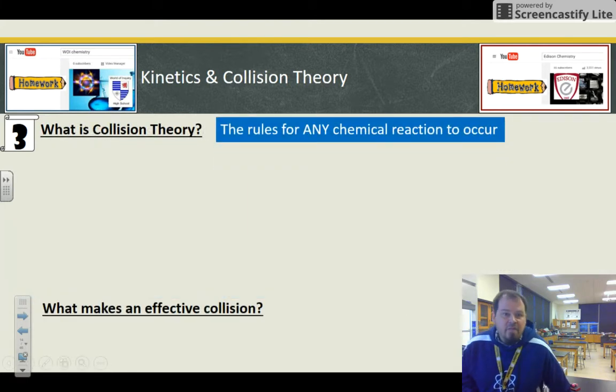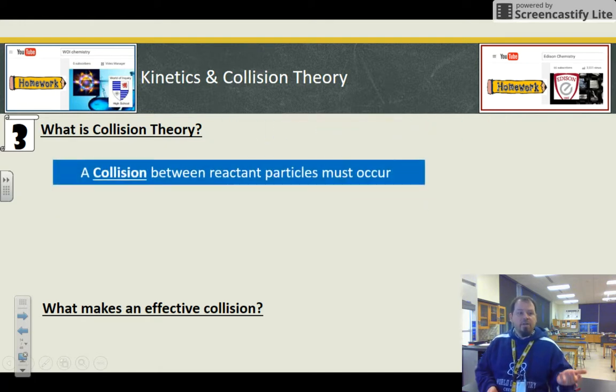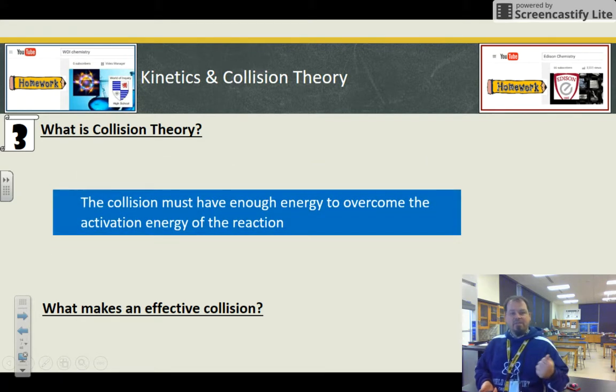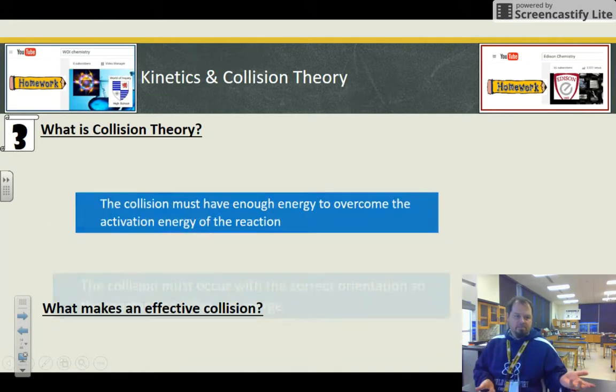Then what is collision theory? So here we go. These are the rules that every chemical reaction needs. We're going to have a chemical reaction for lab. You are going to have to manipulate it. You're going to need to know these things. So a collision between reactant particles must occur. First, there must be a collision. Boom. Okay. Then the collision must have enough energy to overcome the activation energy of the reaction. So I have to have enough energy to get them to actually react. Break bonds, make bonds.